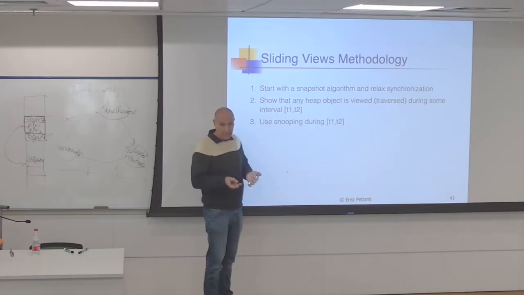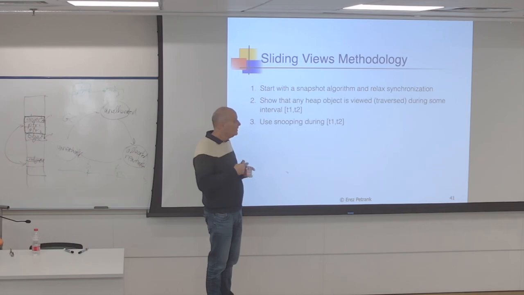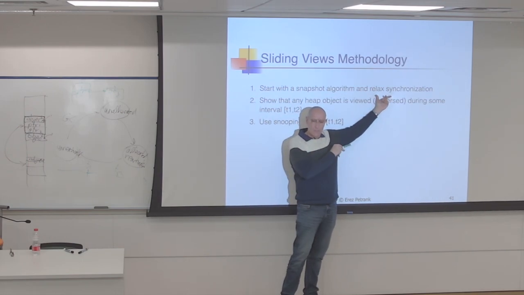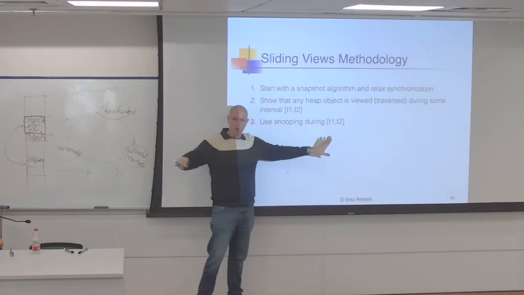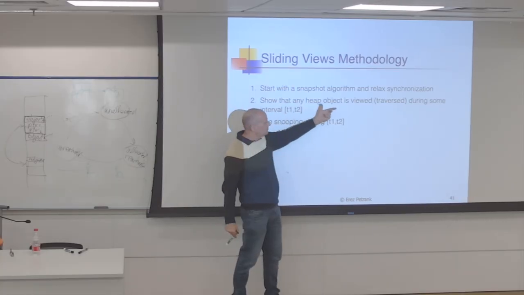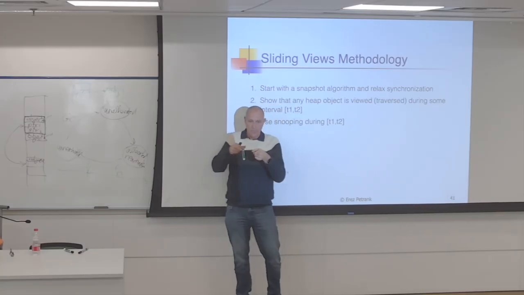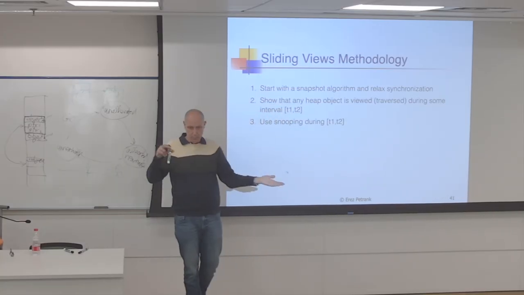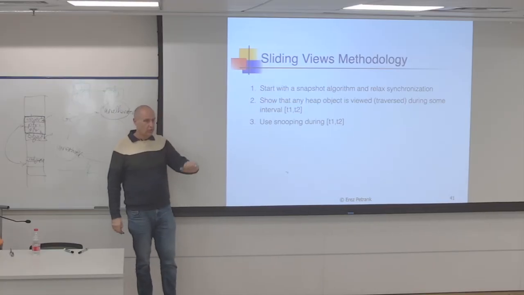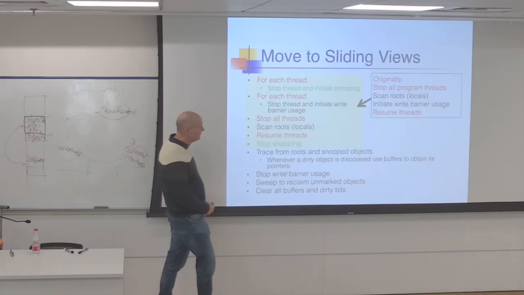So I'm going to go back to our algorithm from last hour, and I'm going to relax the synchronization bit by bit. Eventually we'll get to no stopping all threads together. And I will show you that any heap object is going to be viewed during some short interval. After that, I will add snooping, and then we will have a working on-the-fly algorithm. Okay, so here it is.